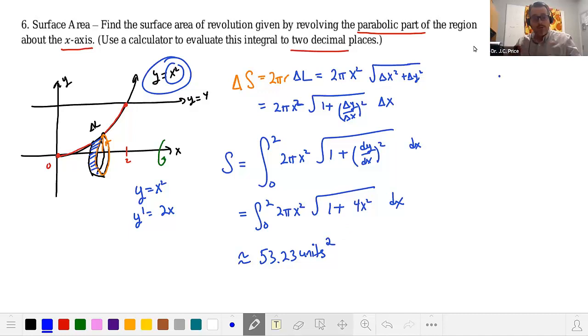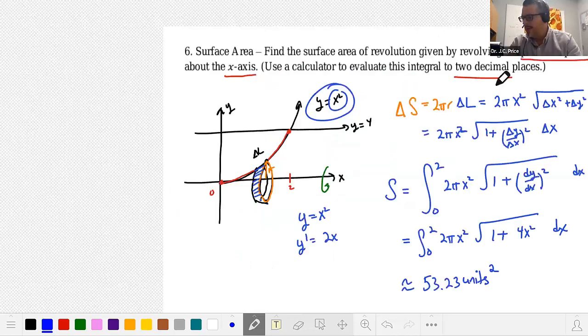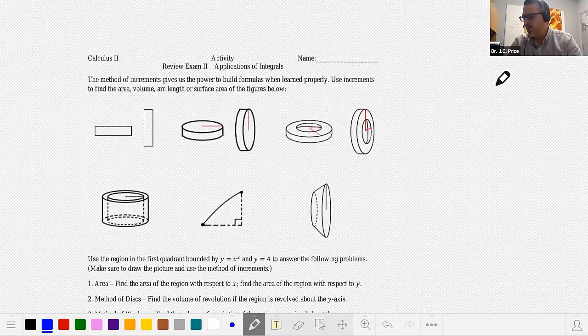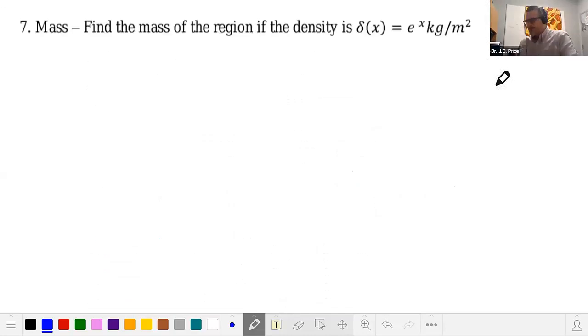All right, we have just 2 more problems left. So let's go over here to finding mass and doing work. All right, so our last 2 problems here. Okay, so what do we have? We want to find the mass of our region if the density is given to us by this e to the x kilograms per meter squared.